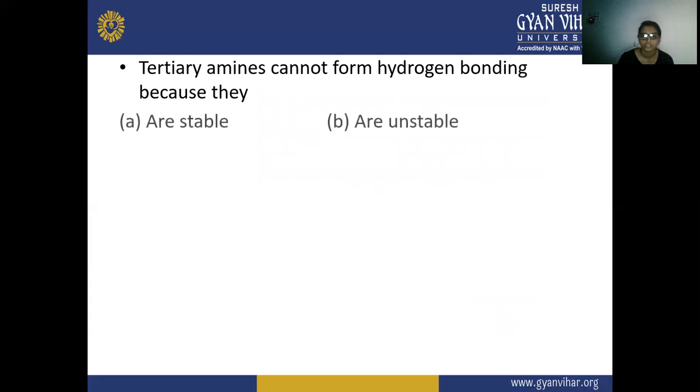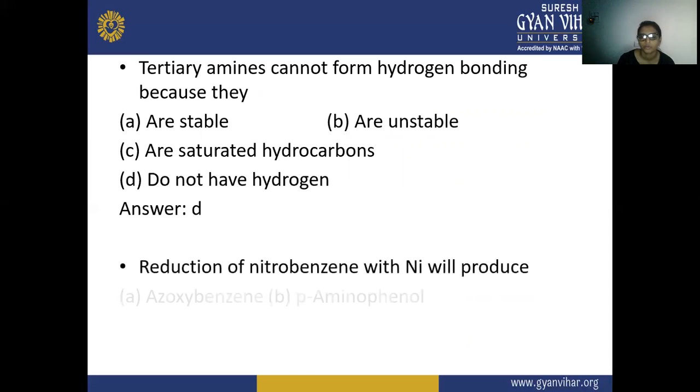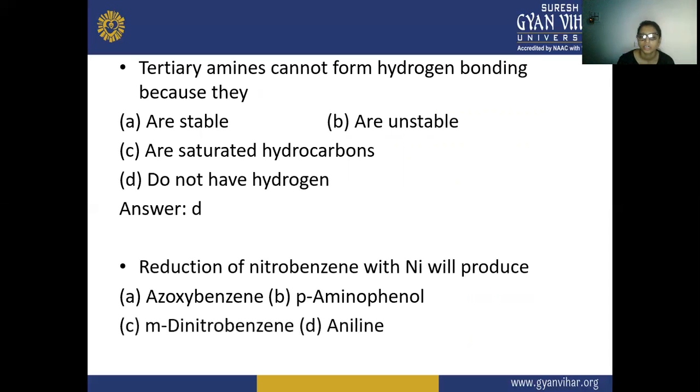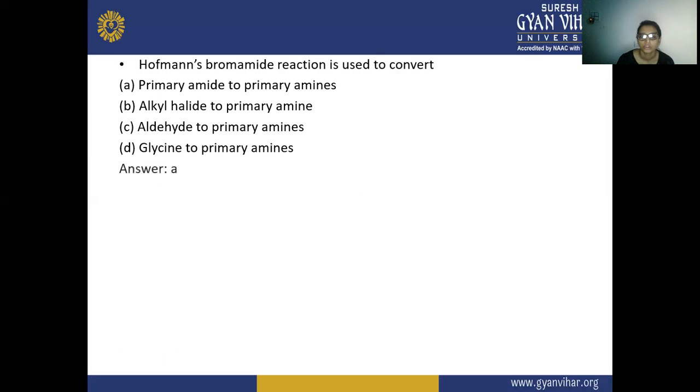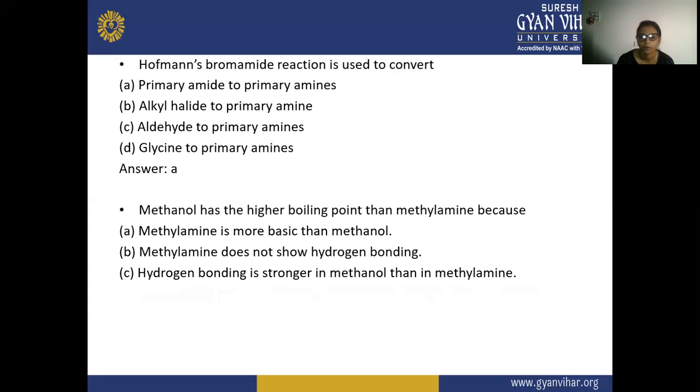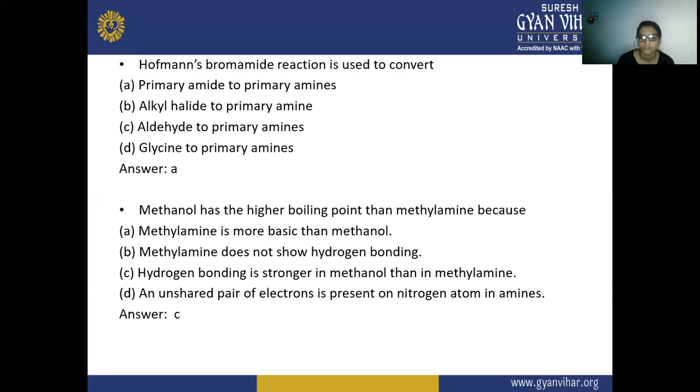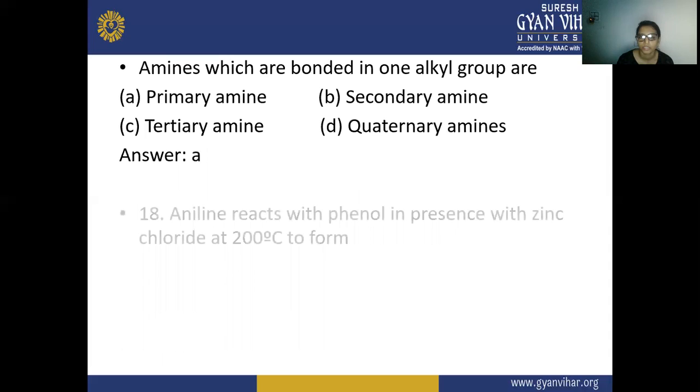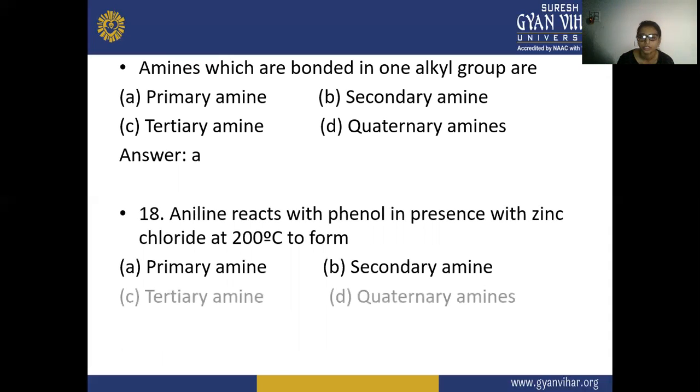So the questions: the tertiary amine cannot form hydrogen bonding because they do not have hydrogen on nitrogen. The reduction of nitro compounds with nickel will produce amines. The Hoffmann bromamide reaction is used to convert primary amide to primary amine, and methanol has a higher boiling point than methylamine because hydrogen bonding is stronger in methanol than in methylamine. Amines which are bonded to one alkyl group are primary amines. Aniline reacts with phenol in the presence of zinc chloride at 200 degrees centigrade to form a secondary amine.